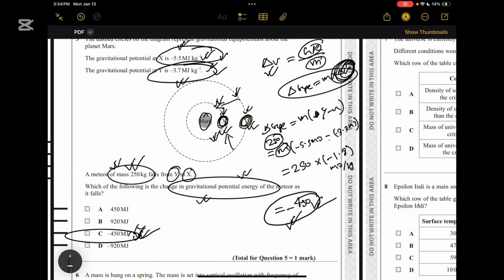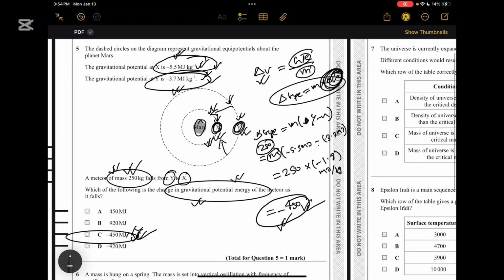That's why it is important to understand why the gravitational potential energy is negative. The negative sign reflects the decrease in gravitational potential energy as the meteor falls towards the planet. It is moving from a higher potential to a lower potential, so its gravitational potential energy is decreasing. That's why we show gravitational potential energy with a negative sign.